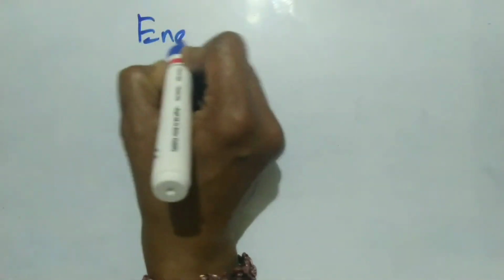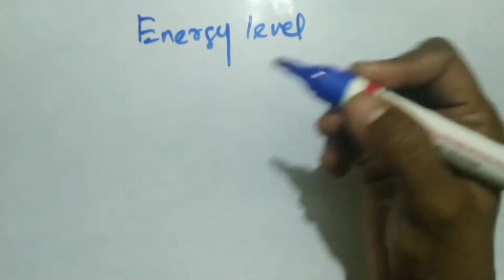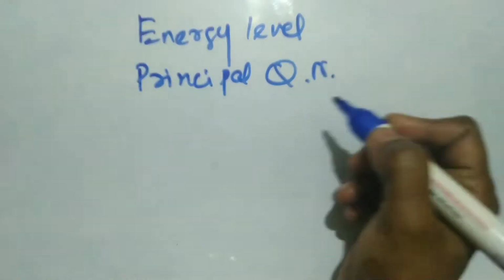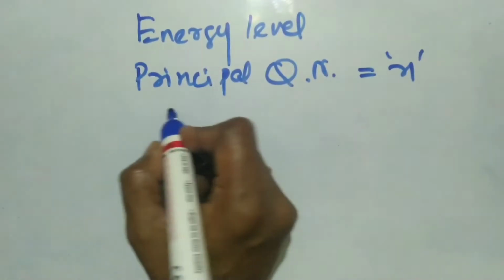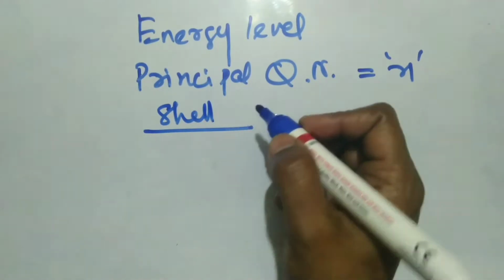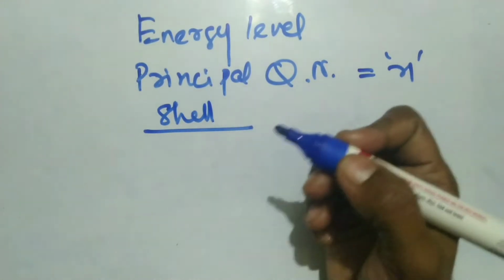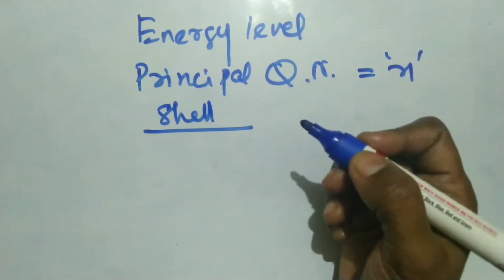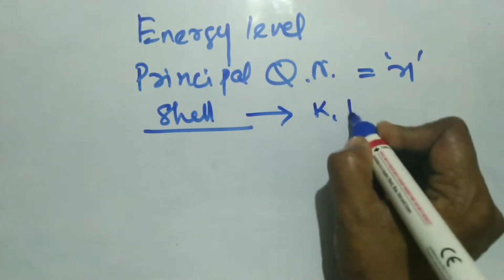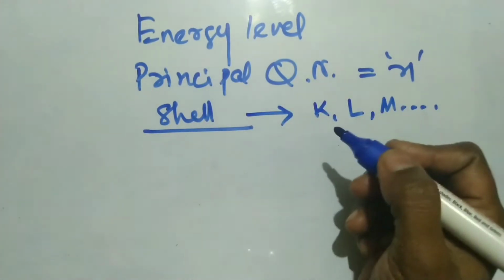We know from quantum numbers that the main energy level in an atom is defined by the principal quantum number, which is known as small n. It is the shell of an atom, isn't it? So filling of electrons into the shell also indicates the filling of electrons into different subshells. The shells are denoted by K, L, M, etc., as I told you already.